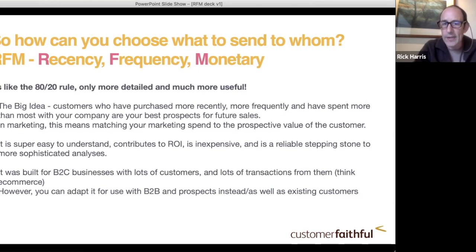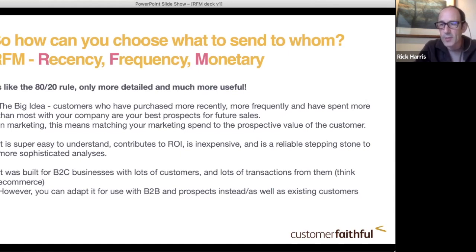It directly contributes to your return on investment, because what we're trying to do is only spend money on marketing when you think you're going to get a return. And if you don't think you'll get a return, then don't spend the money, or spend it on something else, but don't waste marketing money. And that's what this is trying to stop.